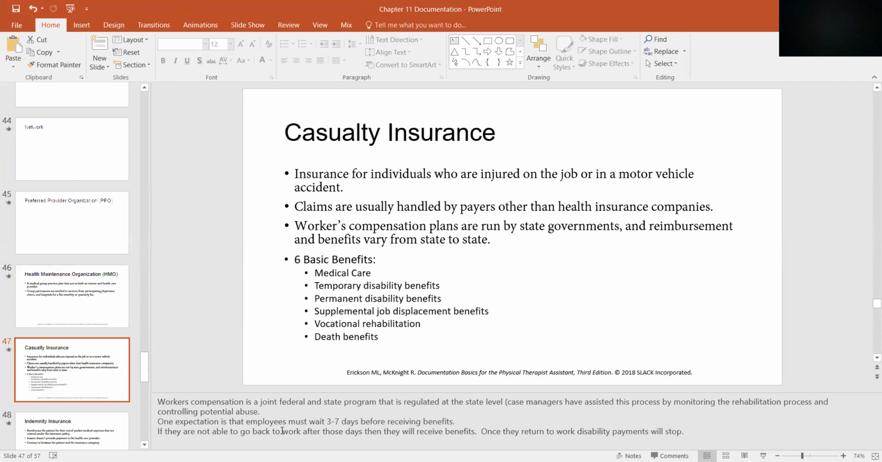Something that's interesting in the notes down here is one exception: employees must wait 3 to 7 days before receiving workers' comp benefits, and then if they're not able to go back to work after those 3 to 7 days, they'll receive benefits, and that's like workers' comp pay, or disability payments. That's not getting medical care. They can get medical care right away. If they have to be off of work, they will not get paid anything, or they might have to take their sick days or vacation days for 3 to 7 days before they actually receive that workers' comp check.